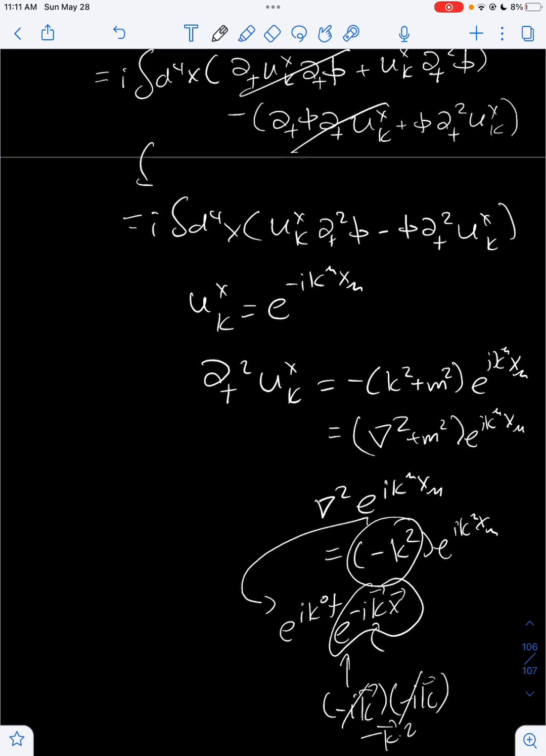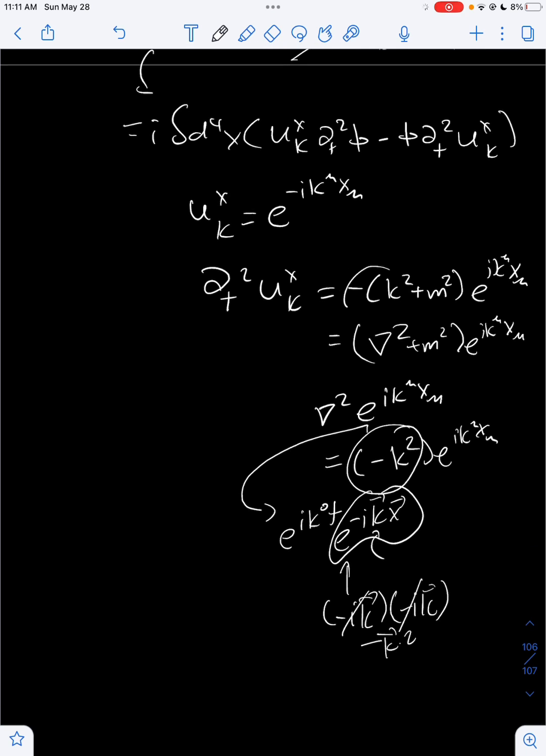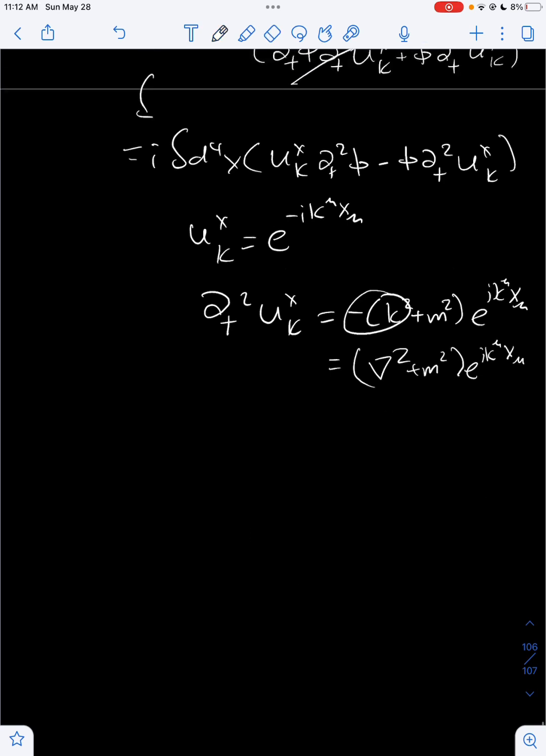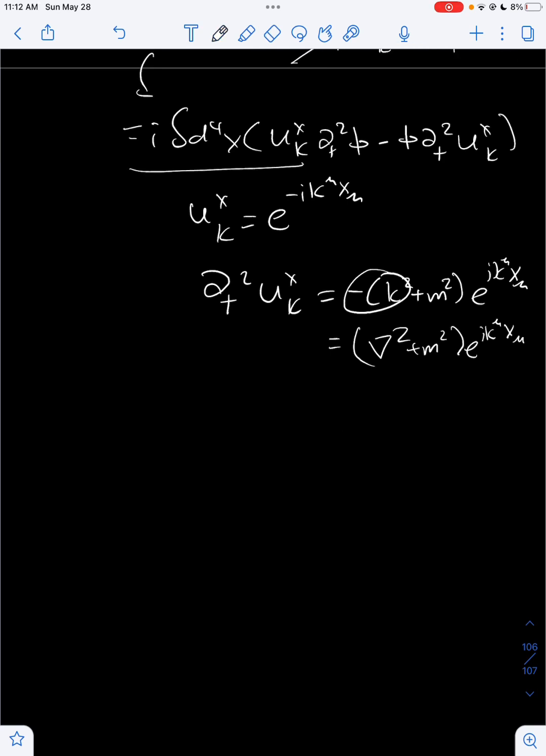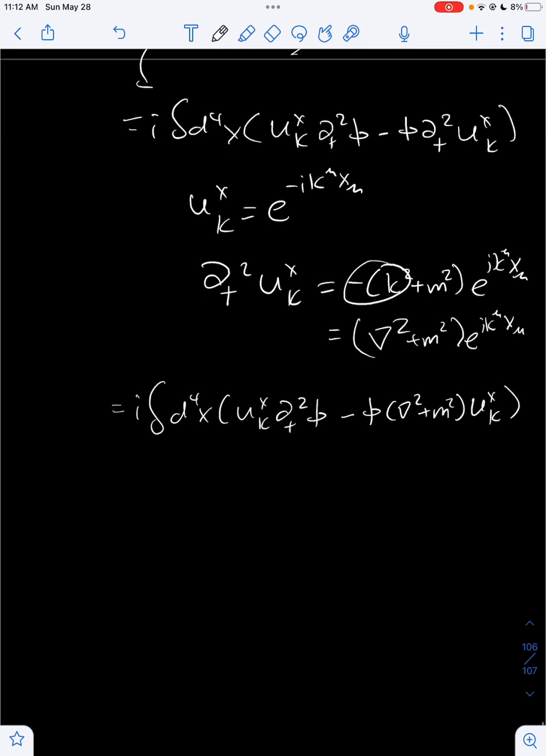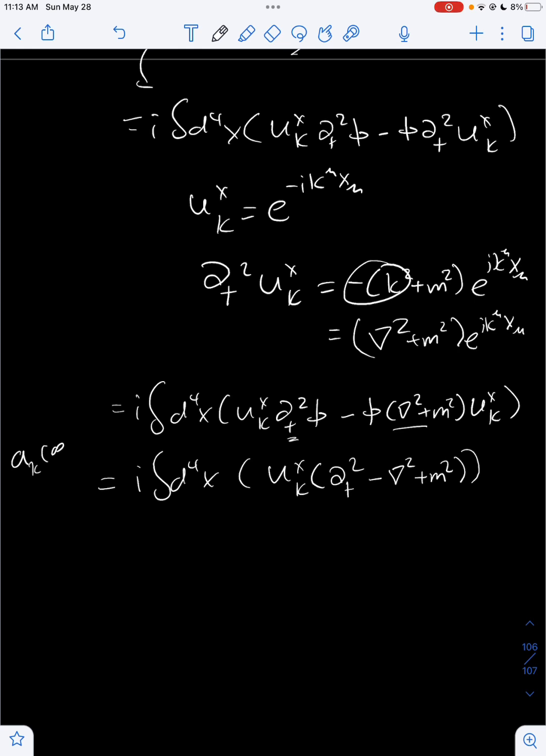So we get that. And that's what we had right over here, really. So that's why we can write it out like that. So this means that this over here is going to become this right over here. And now what we can do is we can just factor out the partial derivatives. And that's going to give us equals a k of infinity minus a k minus infinity.